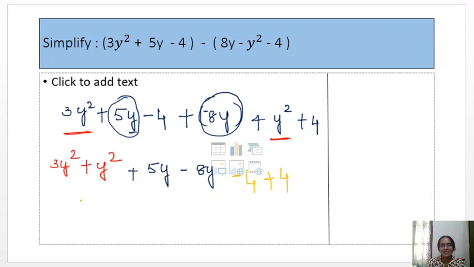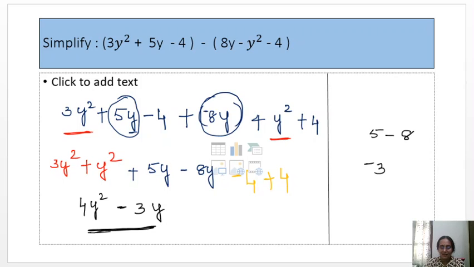Yeah, it's very easy now to get the final answer. It's an easy sum. It's enough if you add up the numerical coefficients. 3 is here in front of y square and 1 is here. The total sum is 4y square. Now 5y minus 8y. You have to subtract 8 from 5. You know subtraction of integers. It is 8 minus 5 is 3 and the sign is negative. It is minus 3y. And minus 4 plus 4 is 0. You need not write it. 4y square minus 3y is the final answer.